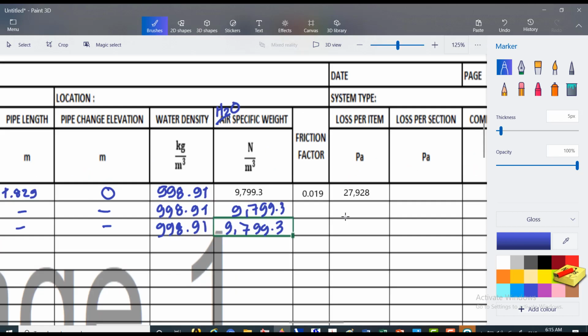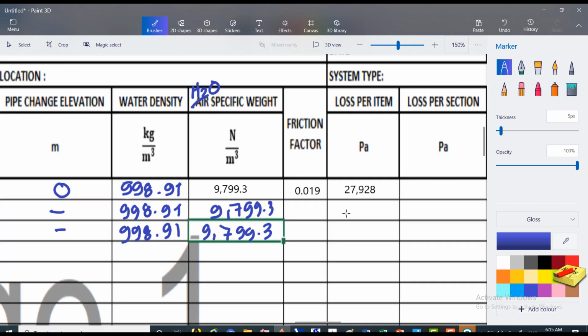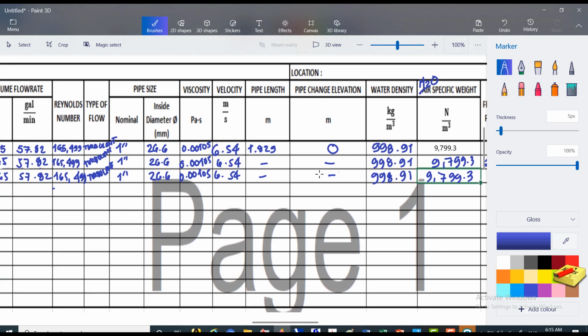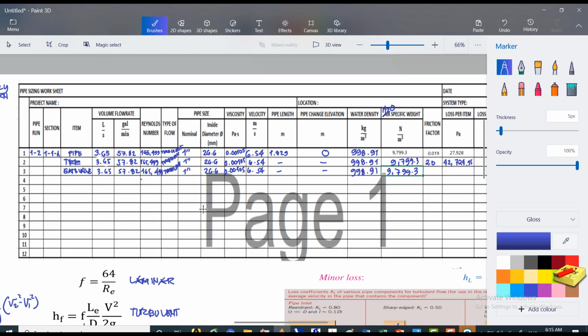So here we have mas malaki pala siya. So you will see we have the value here, that is T is 2.0. So we have 42,724.95. So that is your Pascal. Now for that is your T.